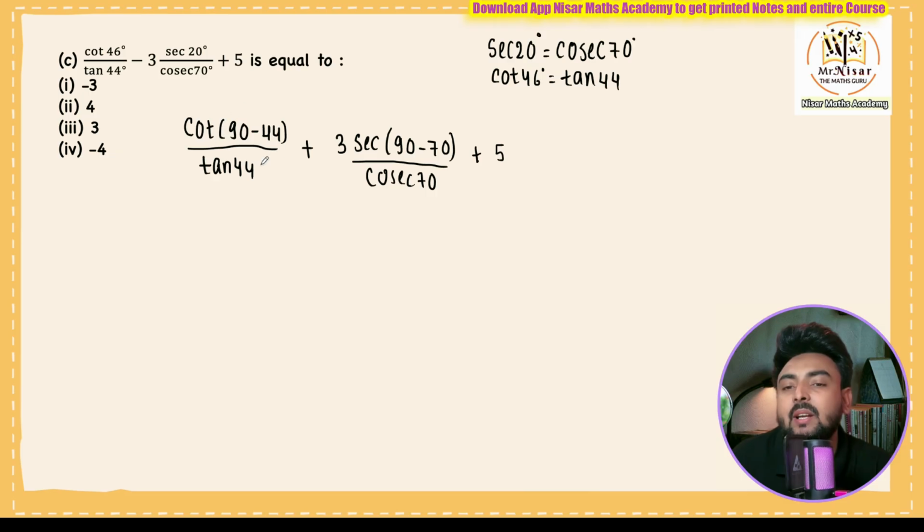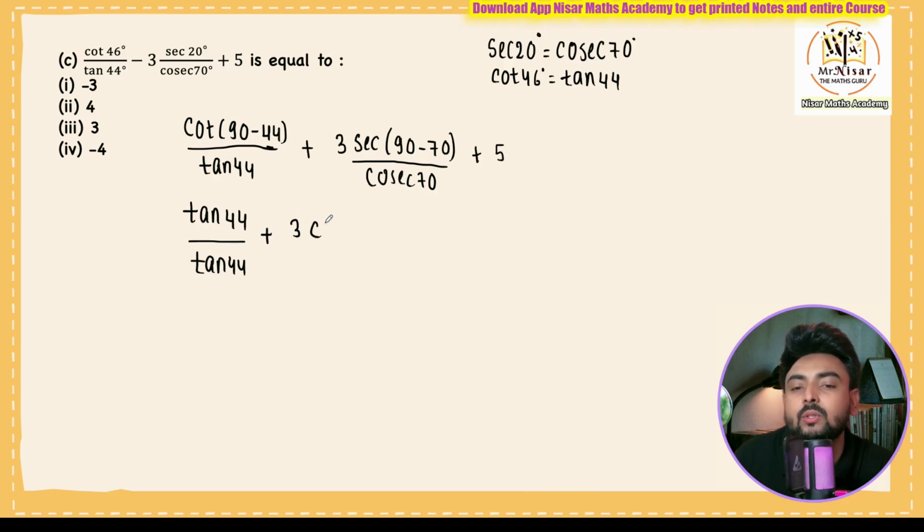Now cot 90 minus theta becomes tan theta because cot and tan are complementary to each other. And what is the value of theta here? 44. So tan 44 upon tan 44. In the next one, sec 90 minus theta becomes cosec theta. So cosec 90 minus, what is the value of theta here? Theta is 70. So cosec 70 upon cosec 70. And here we have 5. So can I cancel both? All will get cancelled. What will remain here?